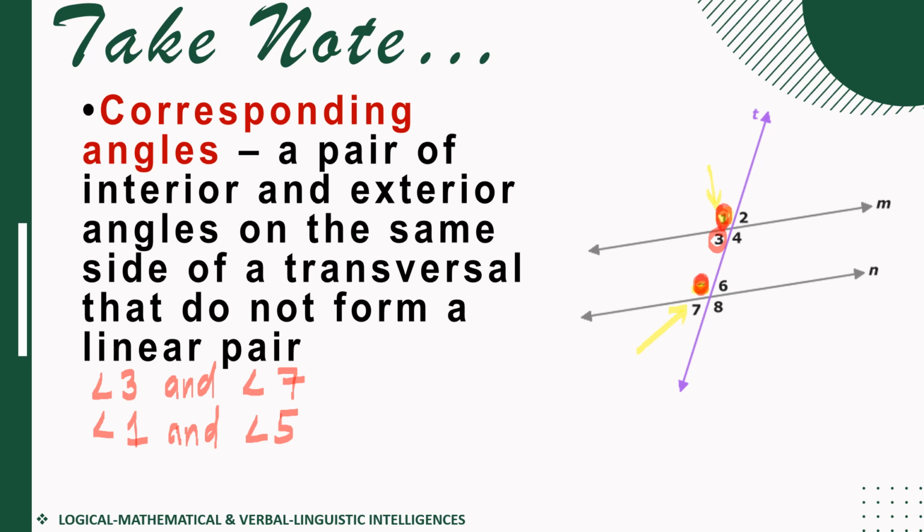So apart from pair of corresponding angles at the left side of the transversal, let's proceed with the pair of corresponding angles at the right side of the transversal. Let's say angle 2. It is paired with angle 6. Very good. And lastly, we do have angle 4 and angle 8. Alright? So I hope you can still follow, and that would be the last angle pair that we're going to talk about in this topic, parallel lines cut by transversal.